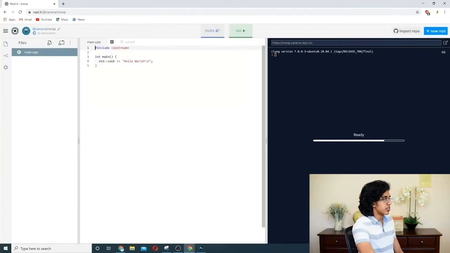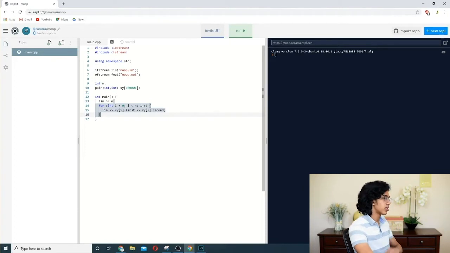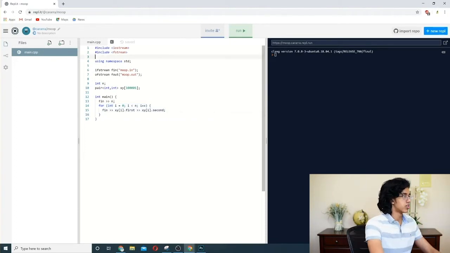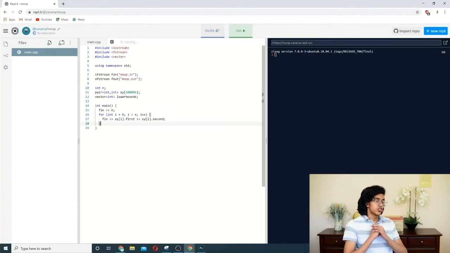Let's fstream this boy. Alright, read into N, read into XY. And then now we will keep a vector of our lower bound. So we'll include vector and we will have lower bound. Now the first thing we want to do is sort our coordinates from smallest x coordinate to largest x coordinate, and within each same x coordinate we want to have the lowest y coordinate come first.